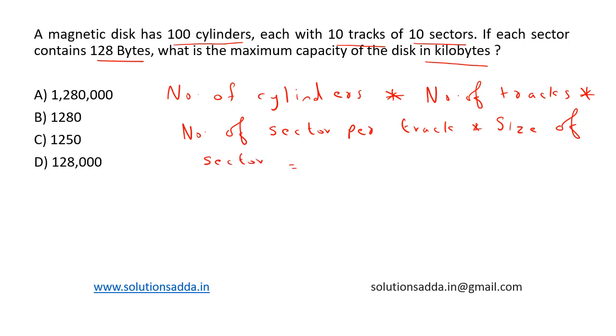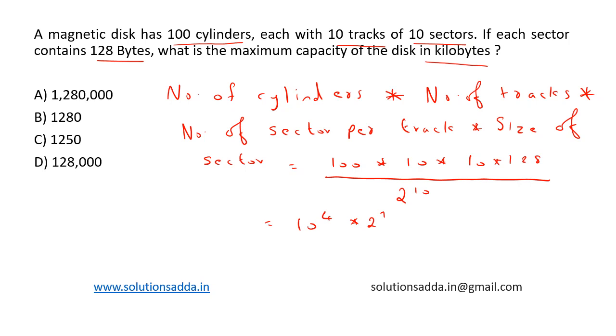So we have 100 into 10 into 10 into 128 divided by 2 to the power 10, since we are trying to find the capacity in kilobytes. So we have 10 to the power 4 into 2 to the power 7 divided by 2 to the power 10. We have 10 to the power 4 by 2 to the power 3, which is equal to 1250 kilobytes. So option C, 1250, is the correct answer.